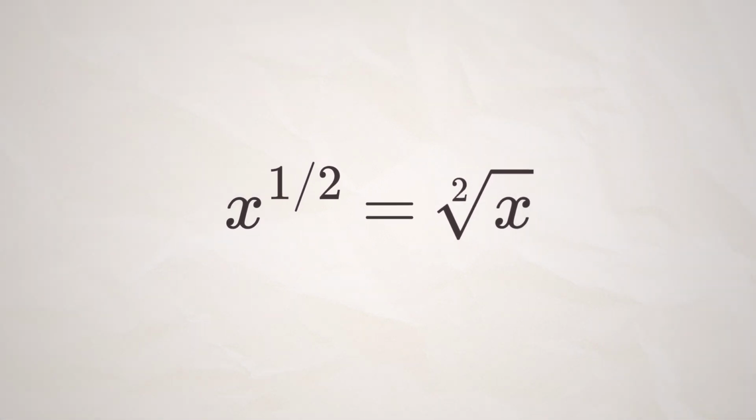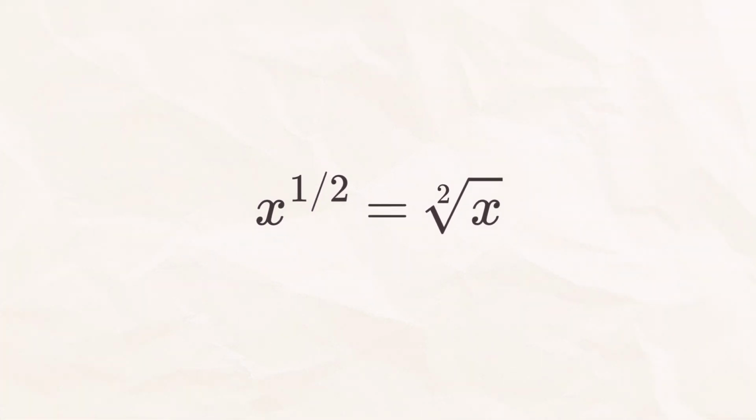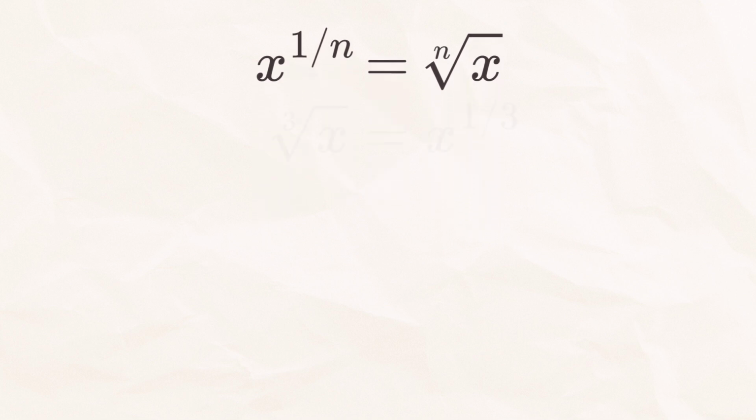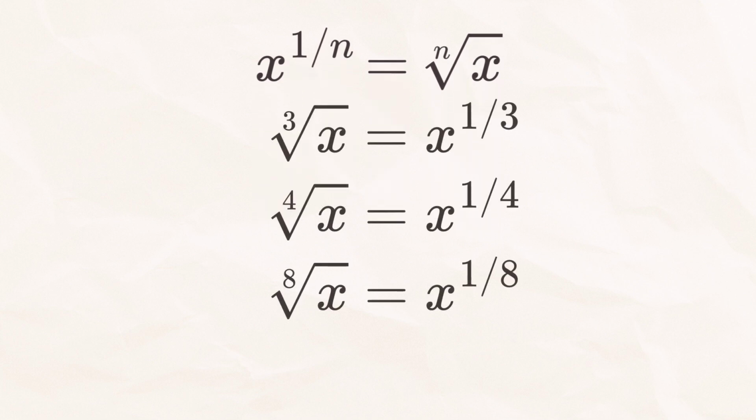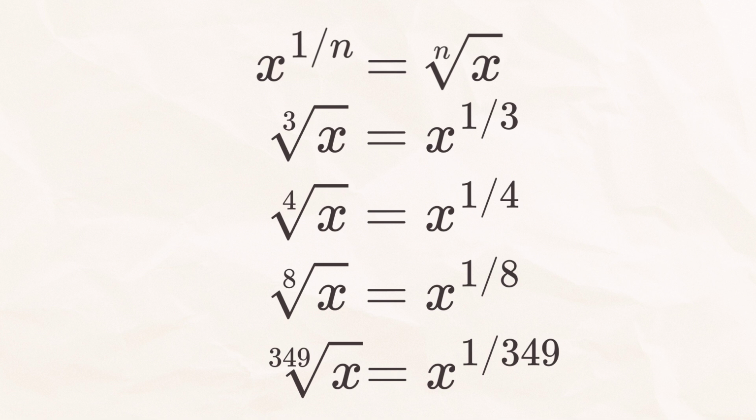It turns out we can generalize this. Let's turn that 2 into an n. And we can say that the nth root of a number is equal to that number raised to the power of 1 over n. Isn't that amazing? This works for any root. And this gets us several things.